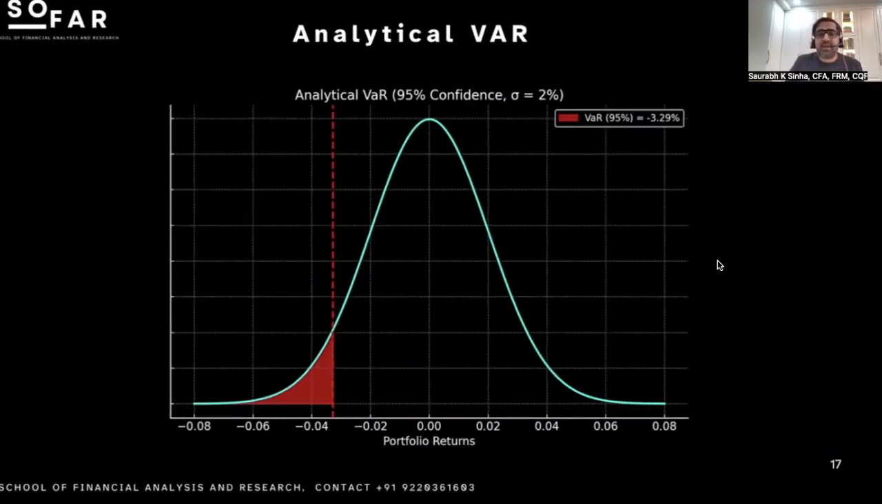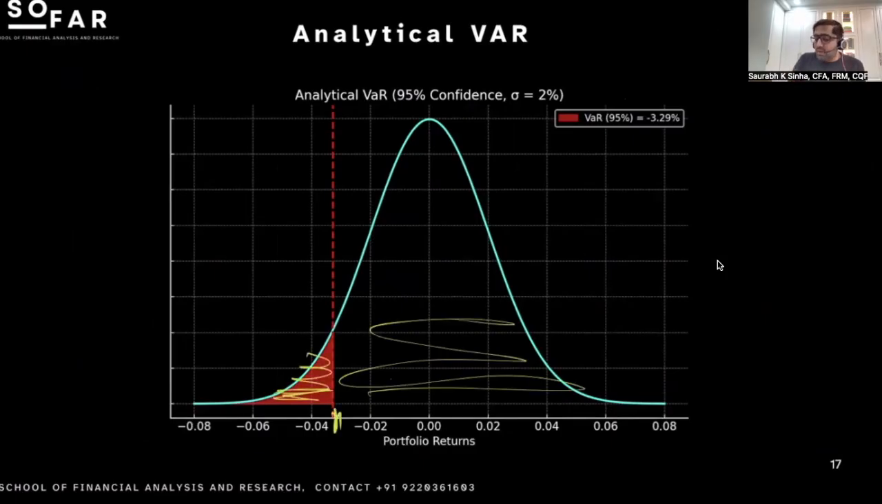So that is what is given here. You covered 95%, or you can say I have covered only 5%, whatever you want to say. You'll reach 3.29% negative. That's it. Whether you observe from this direction or from this direction, your VaR number is going to be fixed at 3.29. The observation is going to change the interpretation.